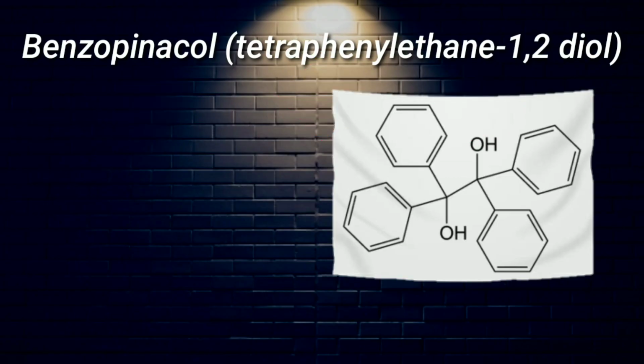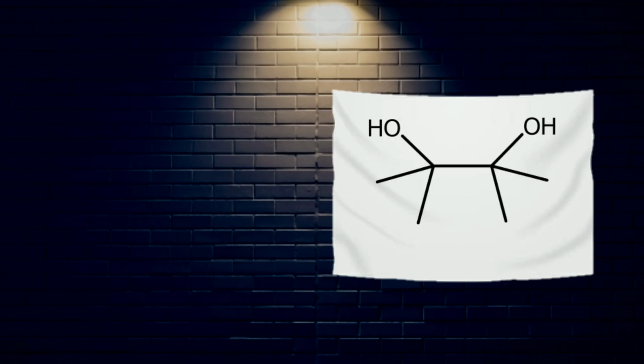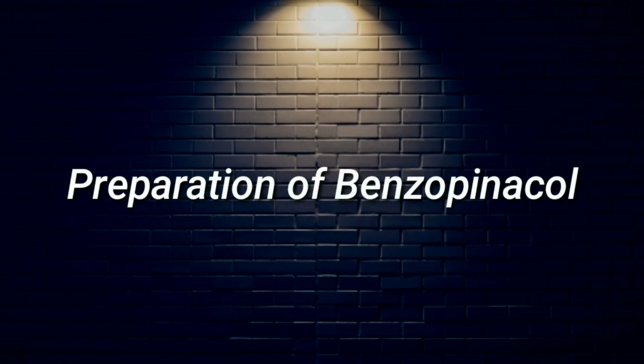Benzopinacol, or tetraphenylethane-1,2-diol, is actually a glycol with 4 phenyl groups, 2 each attached to the 2 carbon atoms. The basic structure is actually that of a pinacol, that is, the carbon atom is occupied by the methyl groups, and in benzopinacolone the methyl groups are replaced by the benzene ring. Okay, let us move on to the preparation of benzopinacol.